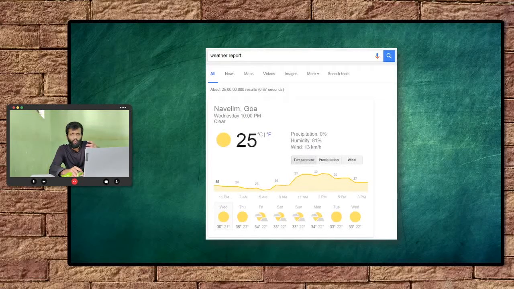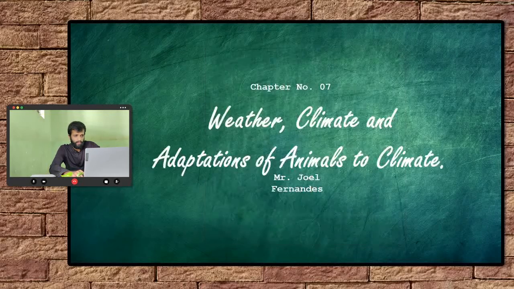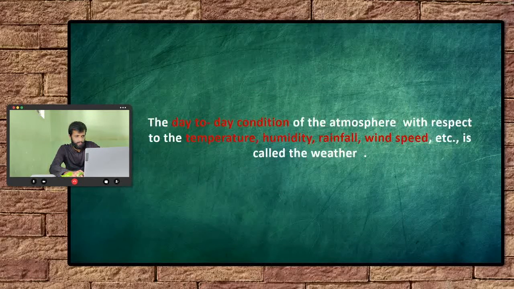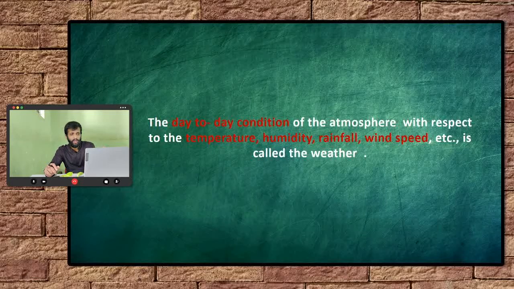So what is weather? If you want to put it in the form of a sentence, then the day-to-day condition of the atmosphere with respect to temperature, humidity, rainfall, wind speed, etc. is called weather. I've highlighted certain keywords over there.